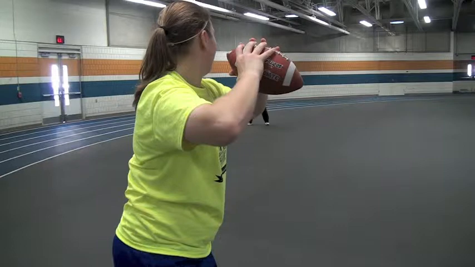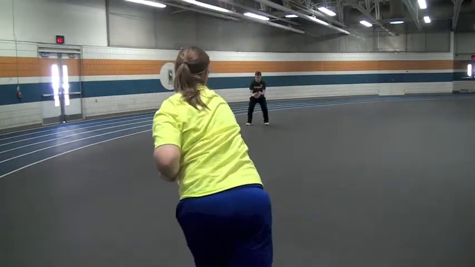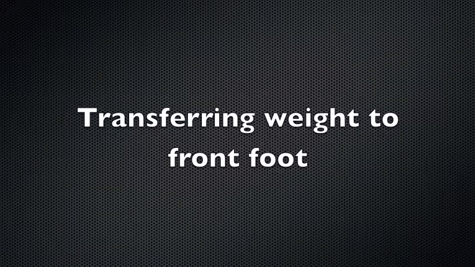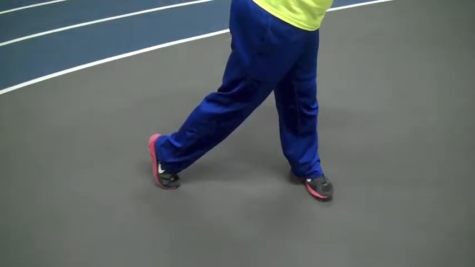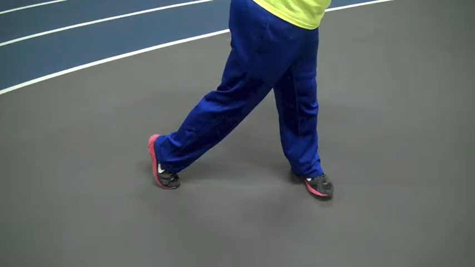When getting ready to pass, we always want to make sure that we point our shoulder to our target, similar to what we worked on earlier this year while throwing in our softball unit. When we make our pass, we want to make sure that we are moving our weight from our back foot to the front foot. This is also similar to the softball skills we worked on earlier this year.